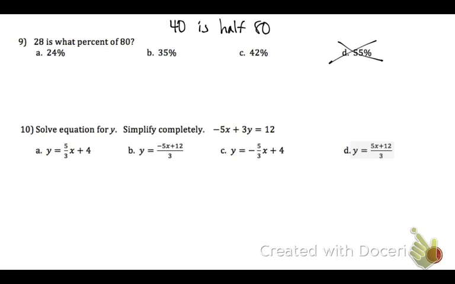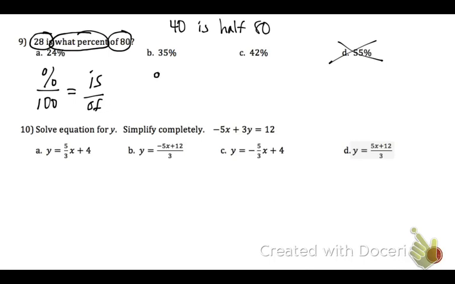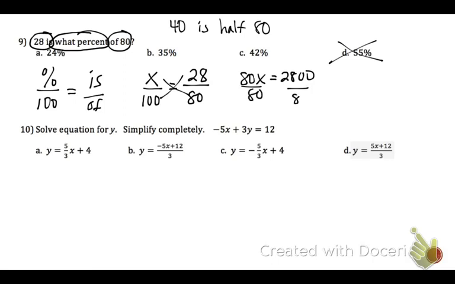Let's use our percent formula now. So we've got percent over 100 equals is over of. 28 is what percent of 80? So we're going to put 28 where is. We're going to put X where the percent goes because it says what percent, and we're going to put 80 where of goes. Cross multiply. Divide both sides by 80, and we get X equals 35.